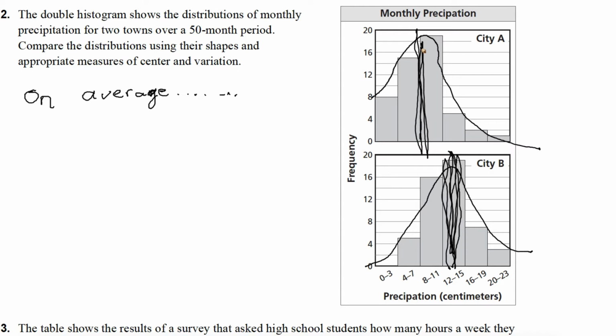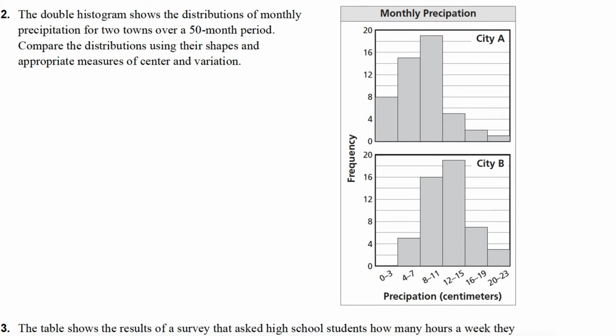And it also tells me that the precipitation varies more. It's different for city A. It's spread out more. But that's what my answer would be. On average, city B receives more precipitation. Okay? And that's all you have to do for 2, is just tell me on average what's happening. What do you notice? Now, don't forget the part where you explain why. Why? Because city A is skewed right and not centered.